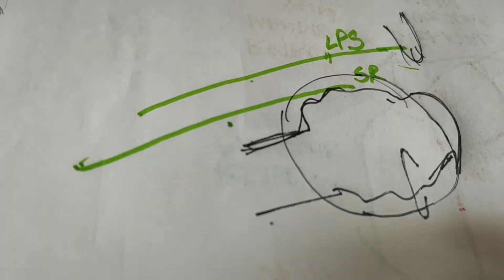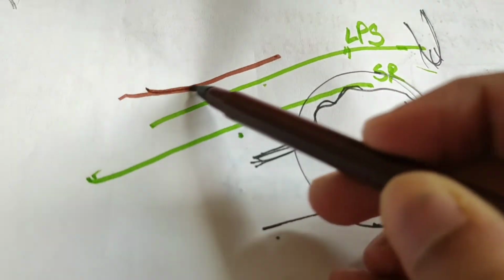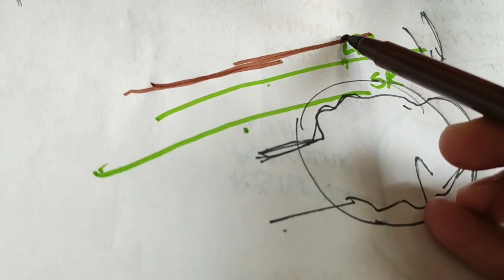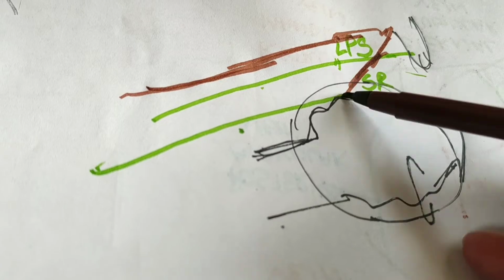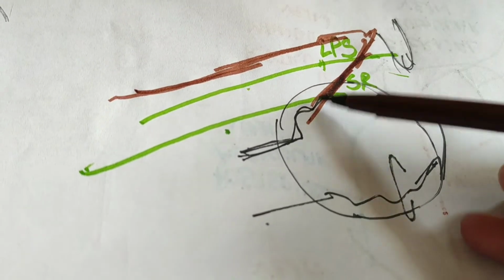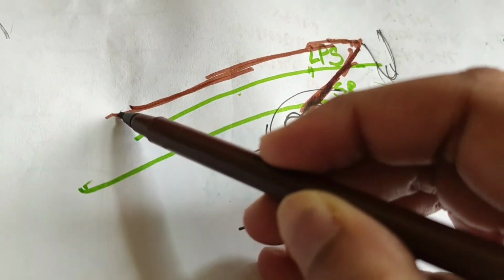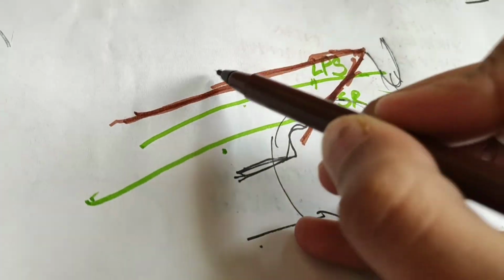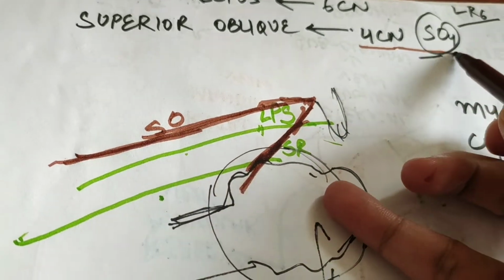And the third one is our superior oblique muscle. It comes like this, first it comes and then it crosses and goes to the sclera of the eye. This is the superior oblique. As we discussed, superior oblique, fourth cranial nerve, SO4.